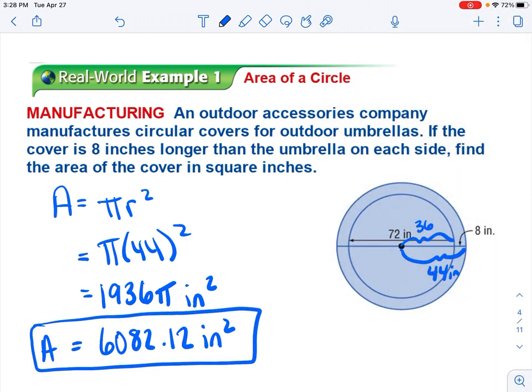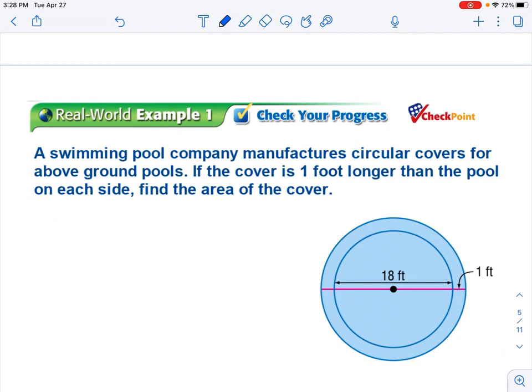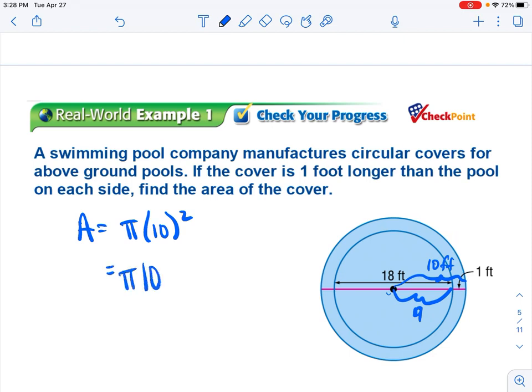Okay? We'll do the same thing for the next one. A swimming pool company manufactures circular covers for above ground pools. If the cover is 1 foot longer than the pool on each side, find the area of the cover. So area is equal to pi r squared, which means we need to find our radius. The radius is 9, but we need the radius of the whole thing, which is actually 10 feet. So we go ahead and we have pi times 100.